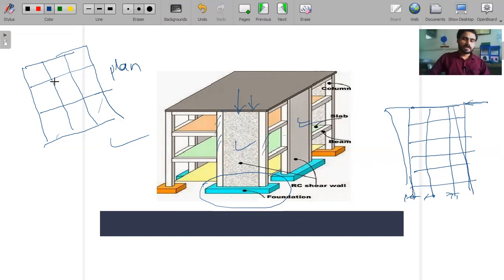Especially in residential buildings, as we know, the building bylaws make it compulsory to provide a lift in a multi-story building. If we are constructing a multi-story building, we have a compulsion to construct a lift in it. The area of the lift is generally covered by shear walls, but that is not compulsory all the time.